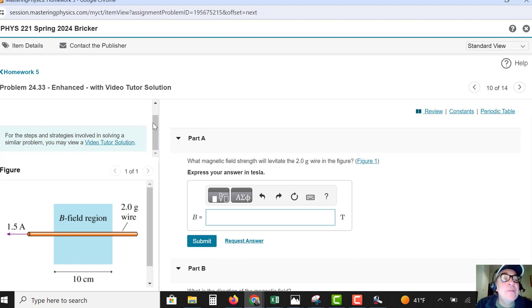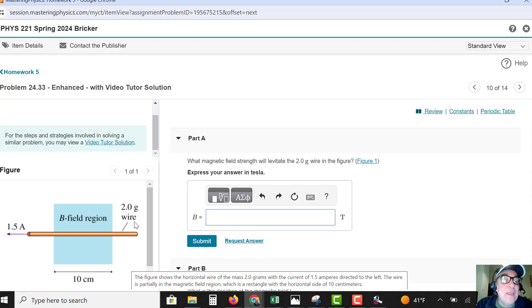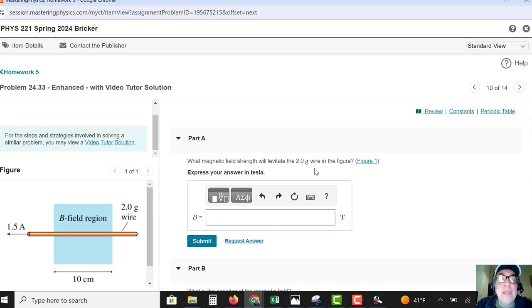Okay, so here we go. You can take a look at a similar problem solved by the author of the book here just by clicking on Video Tutor Solution. So current is flowing through this wire. There's a region of a magnetic field, 10 centimeters wide. We know the mass of this wire, 2 grams, and what magnetic field strength will levitate this wire.